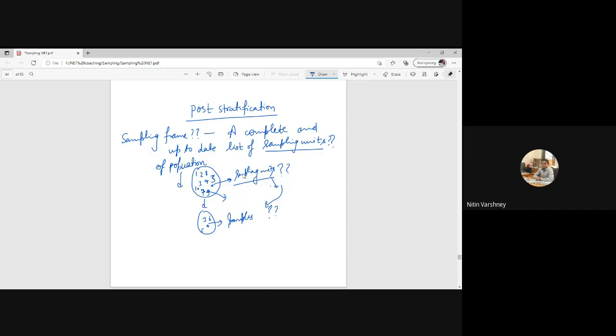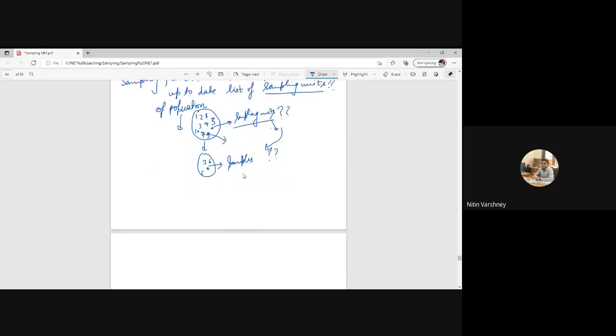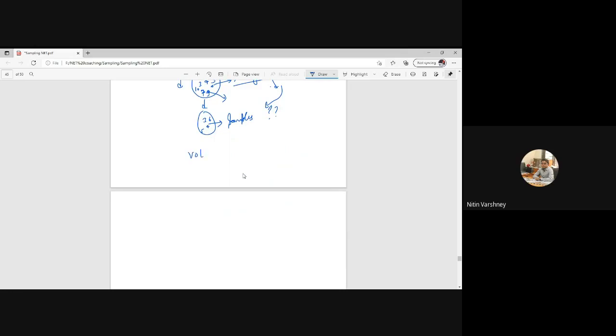Okay, so this is for population. Sampling frame is of population. For example, voter list. So suppose there is a voter list of one village and it should be complete. It should be up to date. Why should this be complete and up to date? To avoid errors.